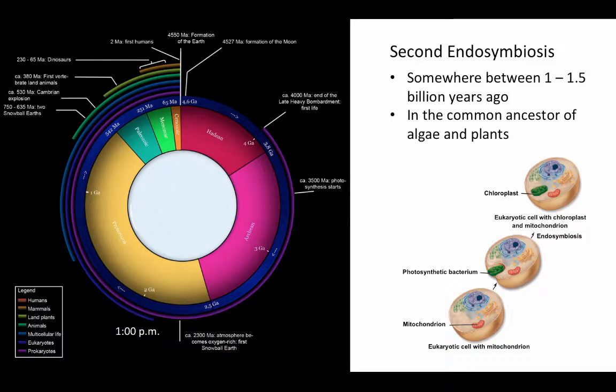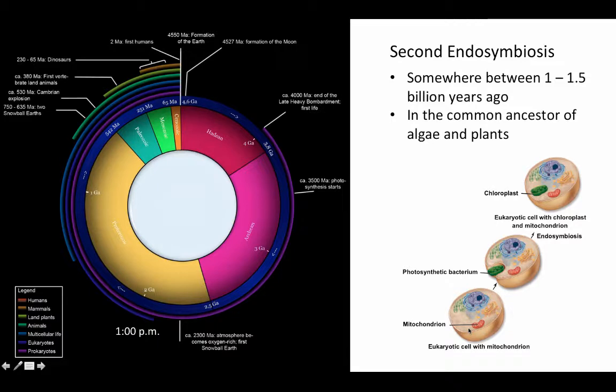After the origin of eukaryotes, there was a second endosymbiotic event that occurred within one particular group of eukaryotes, the lineage leading to red algae, green algae, and plants, that gave rise to chloroplasts. So here is our eukaryotic cell that already has mitochondria.